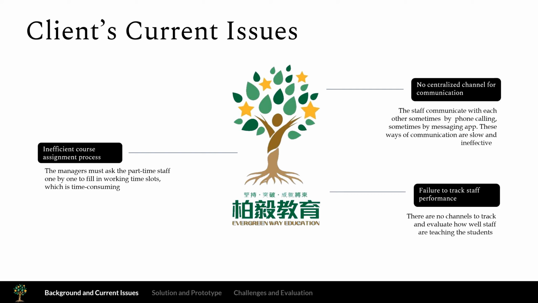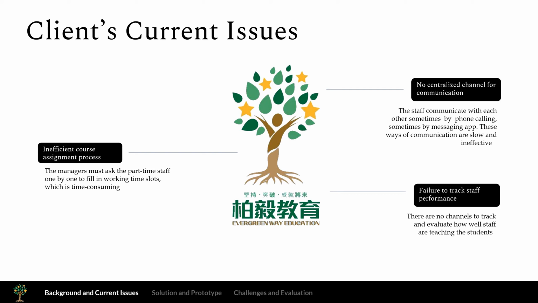Secondly, there are no centralized channels of communication. Currently, the client is limited to using informal communication, such as phone calls or WhatsApp. As such, the likelihood of miscommunication increases because of an information bottleneck. Only a few people can use the company WhatsApp or phone at a time to contact parents, students, or teachers.